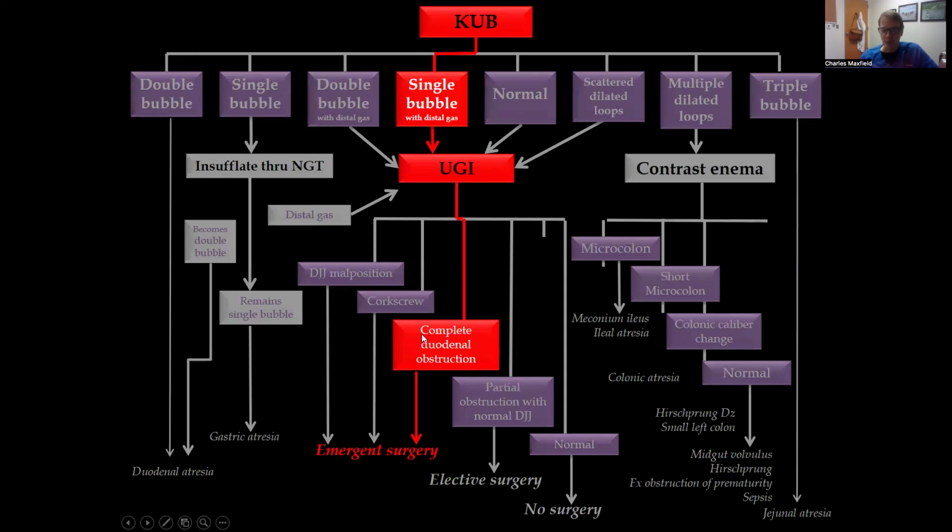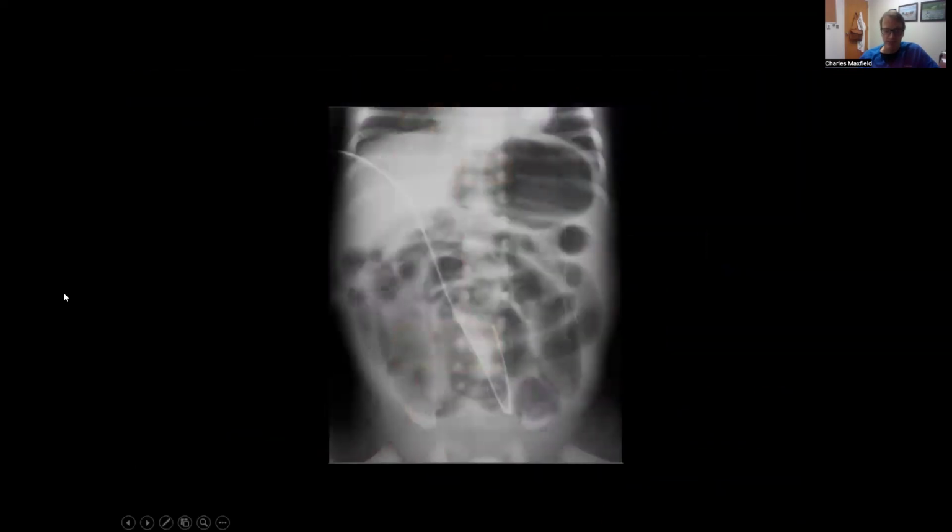On the upper GI, we found this complete duodenal obstruction, and that led to emergent surgery. Okay? And I'm going to share a PDF with all the slides later so you can keep this algorithm, because it really helps you manage it. And I think this shows how simple it is once you use this pattern-based approach and send this baby to emergent surgery. Here's our second case.